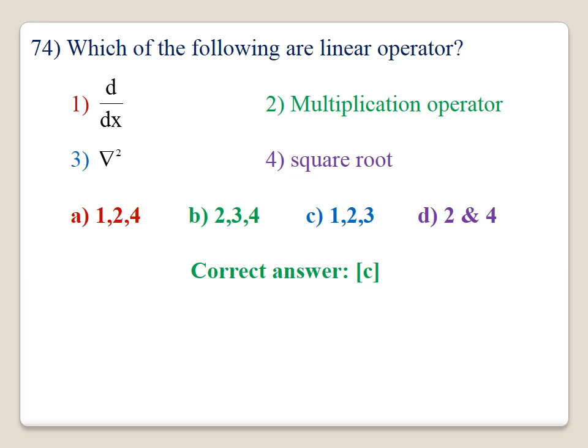34. Which of the following are linear operators? 1. d by dx is a linear operator. 2. Multiplication operator is a linear operator. 3. Del square, the Laplacian operator, is a linear operator. 4. Square root is not a linear operator. Operators 1, 2, 3 are linear operators. Option C is correct. The correct answer is C.